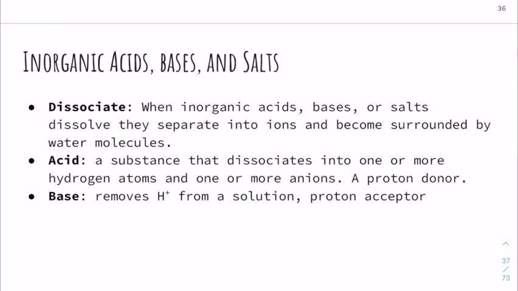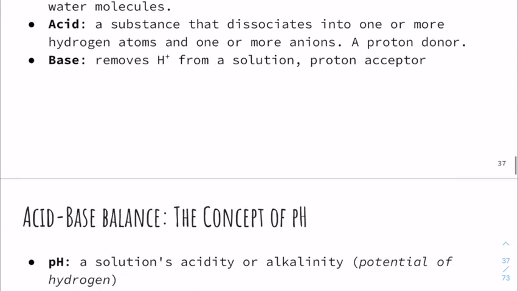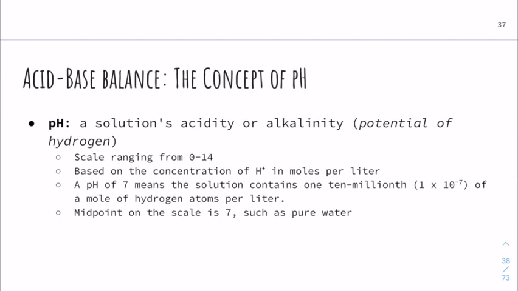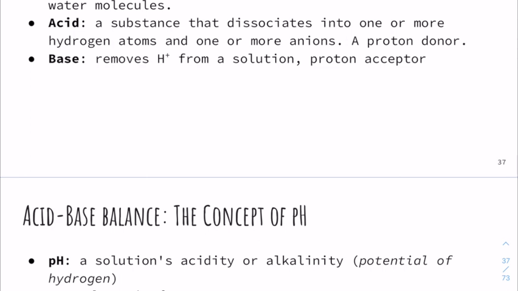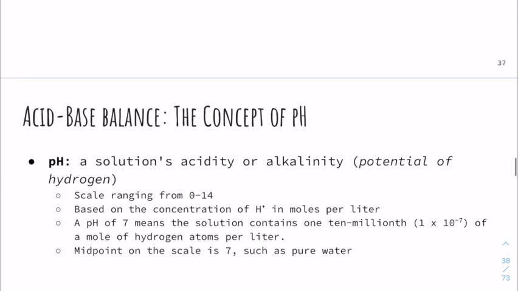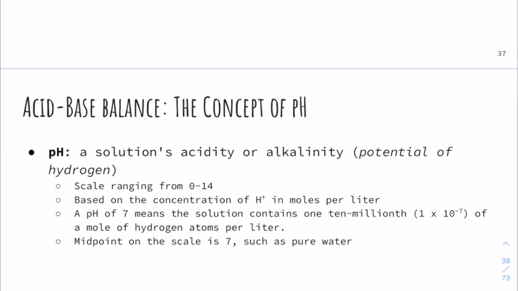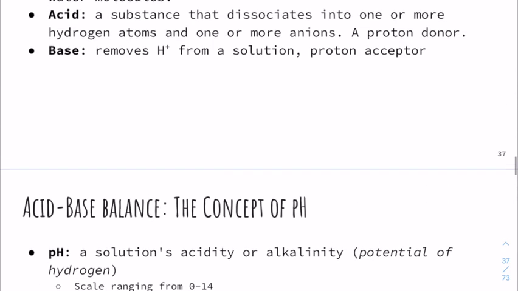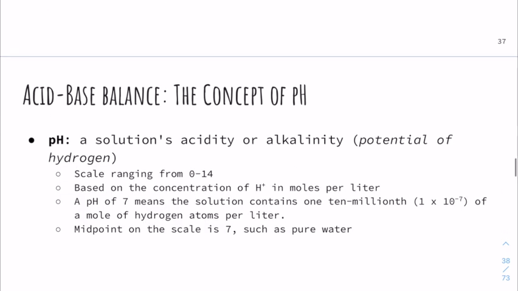pH. If you've taken chemistry, you should know pH is the measure of the acidity or alkalinity of a solution, or the potential of hydrogen. As we just stated above, an acid dissociates into hydrogen atoms and one or more ions, while a base removes hydrogen atoms. So pH is the potential of hydrogen to be removed or to dissociate. So our pH scale tends to go from 0 to 14, and it's based on the concentration of hydrogen atoms in moles per liter.